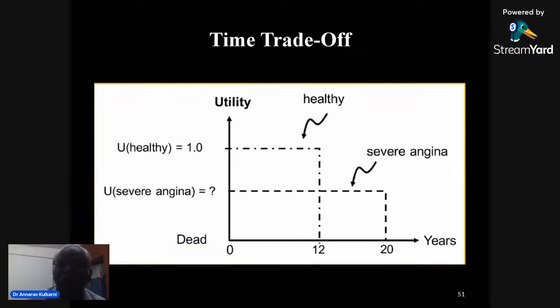That means he is willing to give up 8 years of his remaining life for living 12 years in perfect health. The number of years he would be willing to give up, divided by the remaining life expectancy and subtracted from 1, represents the utility associated with severe angina. In that case, 8 years he is willing to forgo for living healthy. So 8 divided by 20 is 0.4. 1 minus 0.4 is 0.6. So 0.6 is the utility in this example.